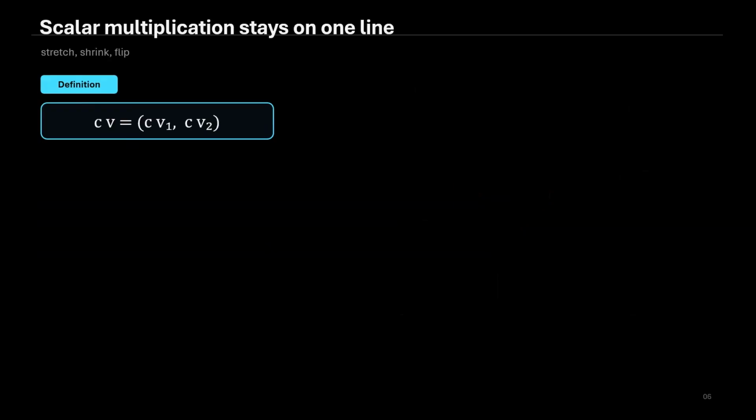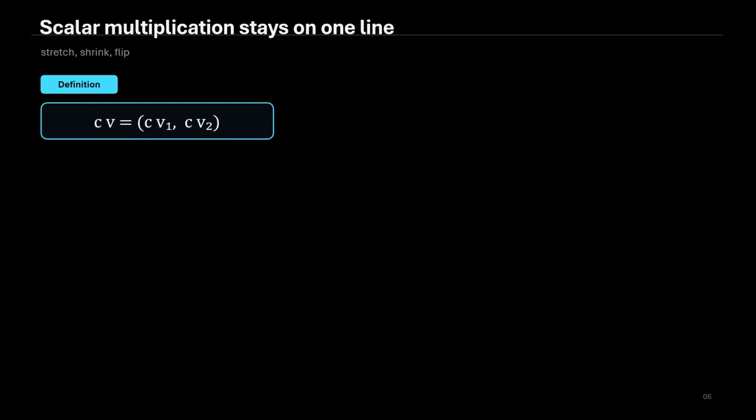Next comes scalar multiplication. Multiplying a vector by a number does not change its line. It only stretches, shrinks, or reverses the vector. If v is equal to (v1, v2), then cv is equal to (cv1, cv2).